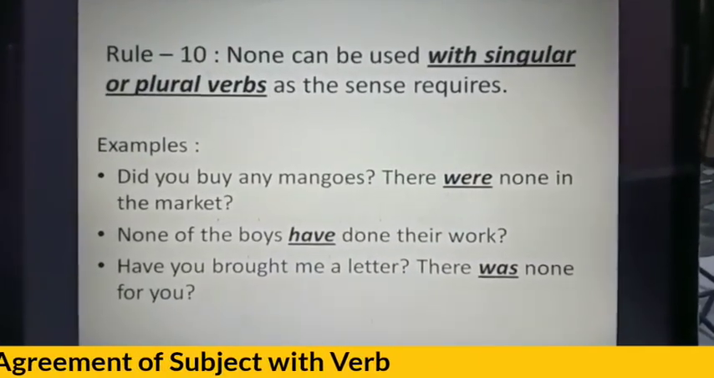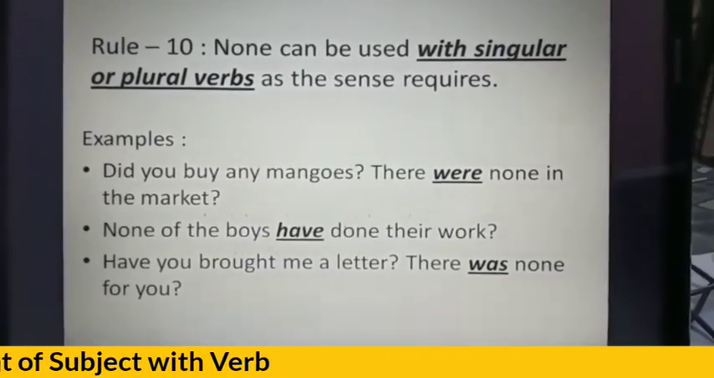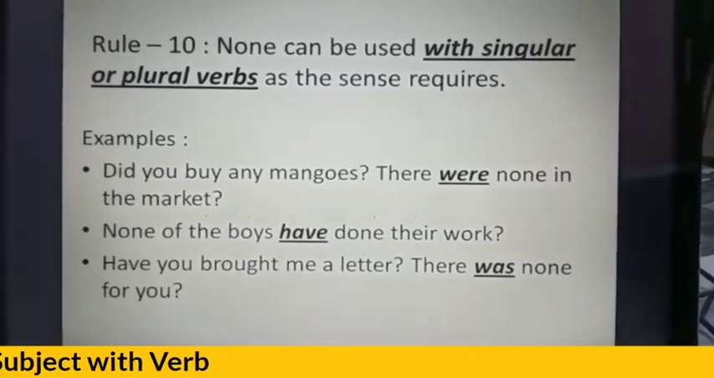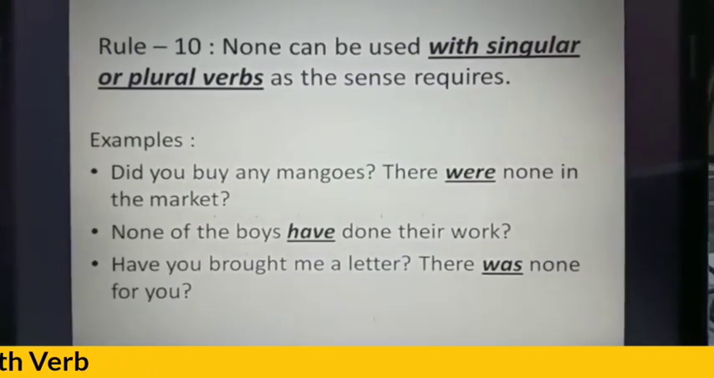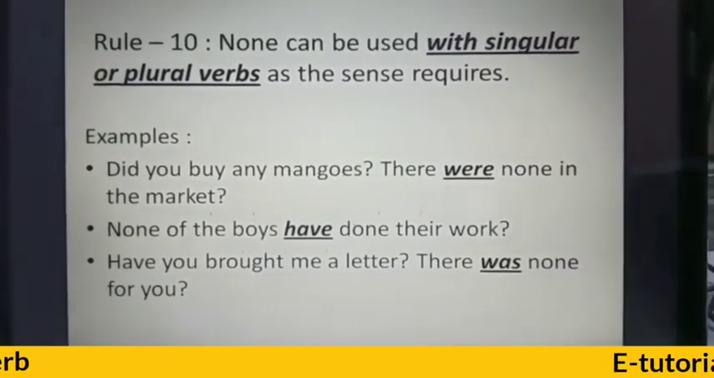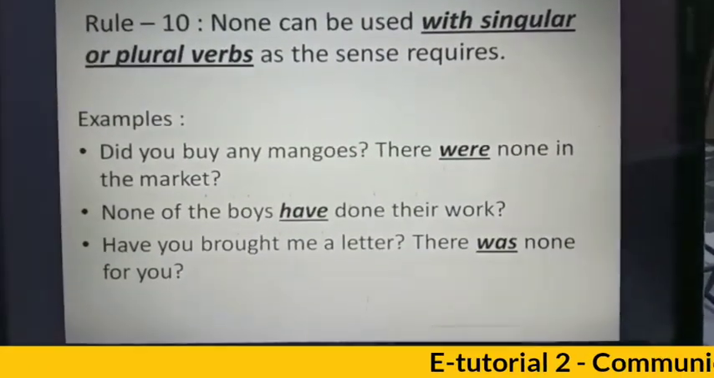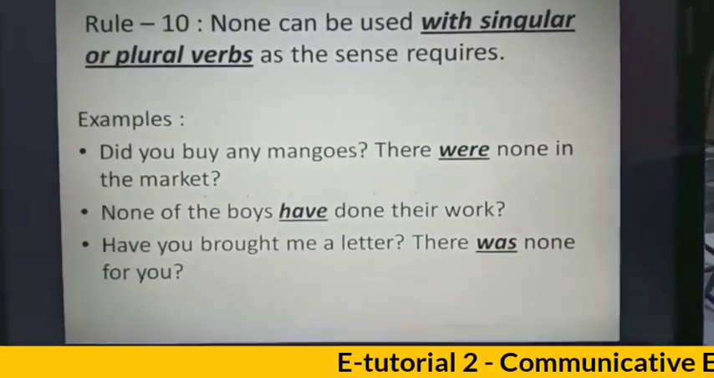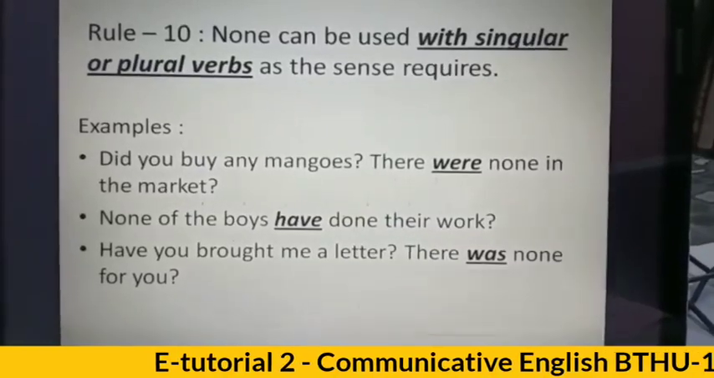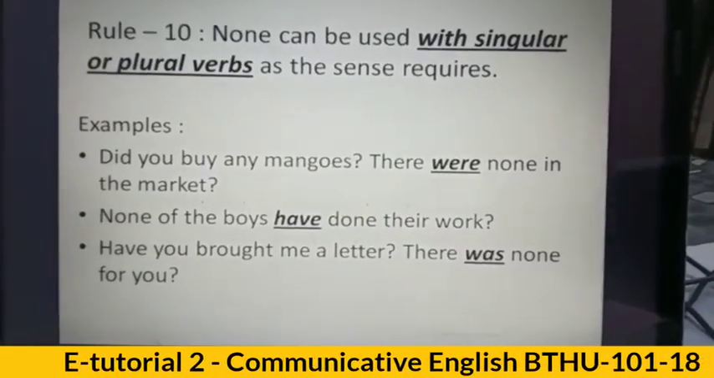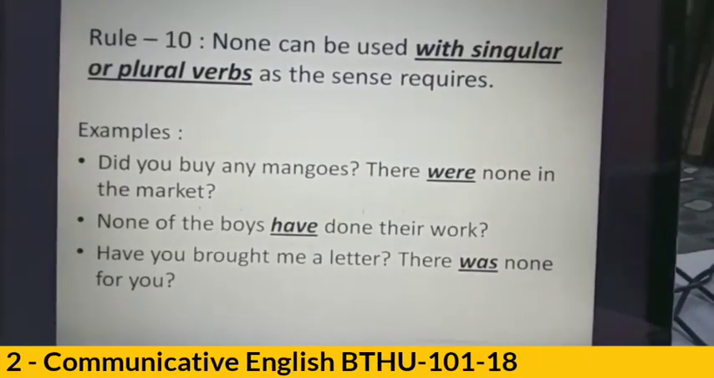Rule number 10. None, though singular in nature, generally agrees with plural verbs. But as a general rule, none can be used with both singular or plural verbs. It depends upon the nature of the sentence. Did you buy any mangoes? There were none in the market. So here none has been used as plural because the subject mangoes is plural.